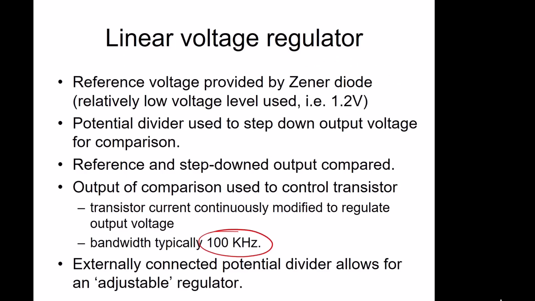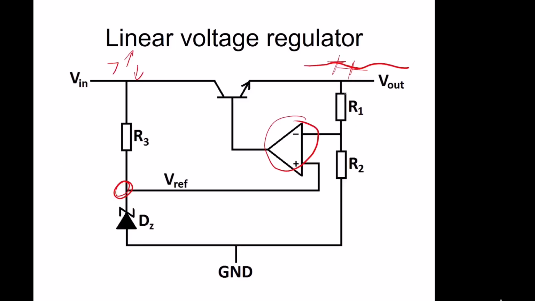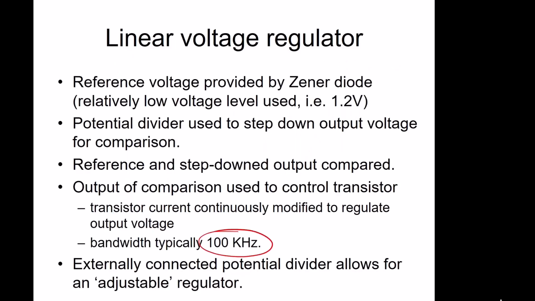What you can do as well is, in these resistors, you can make one of these variable. So you can put a potentiometer on there. And what that does is you can effectively tune this value here. So you tune the output, tune it to what value you want. So you can get tunable voltage regulators.